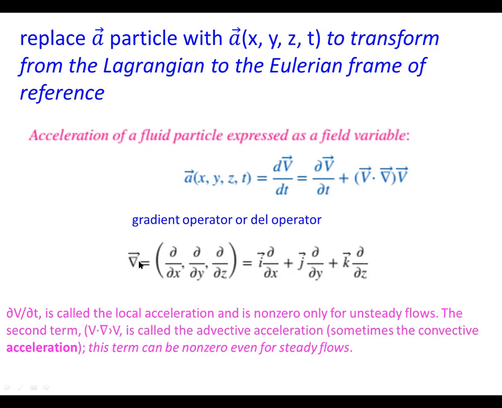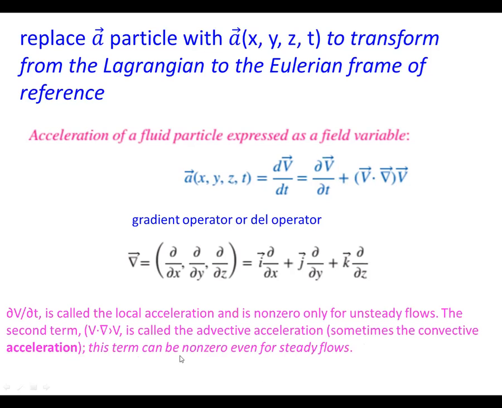Suppose the del square, that is the Laplace operator: ∂²/∂x², ∂²/∂y², ∂²/∂z². Here, the ∂v/∂t term is called the local acceleration and is non-zero only for an unsteady flow, depending upon time variation. Then the remaining terms are said to be the advective or convective acceleration.